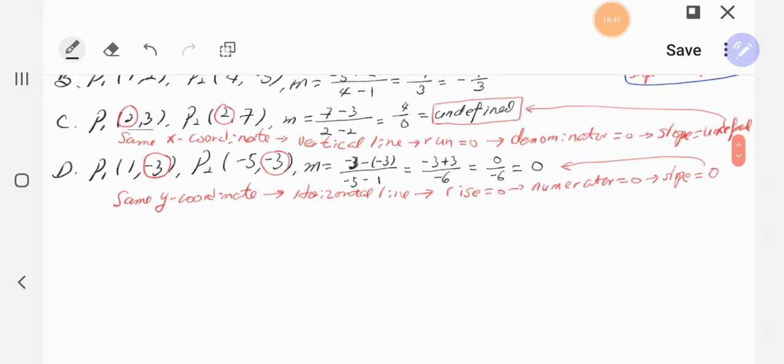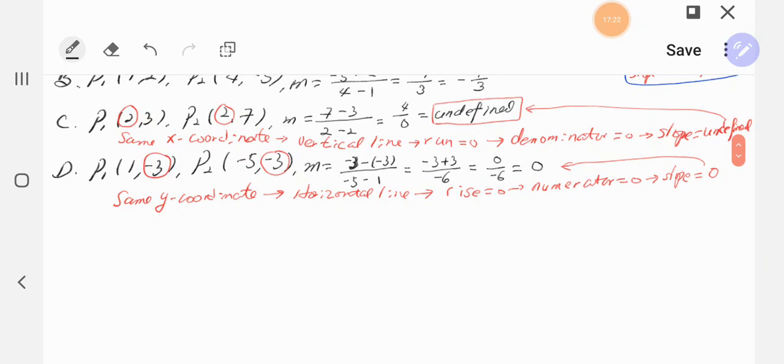C is, look at this, the x coordinates are the same. X values are the same. So the slope is rise over run, and the denominator is 2 minus 2, which is 0. Since the fraction has denominator 0, it is undefined. So the slope of this line is undefined. And it has the same x coordinate, so that means it's a vertical line. Since it's a vertical line, the denominator is 0, so the fraction is undefined, so the slope is undefined.